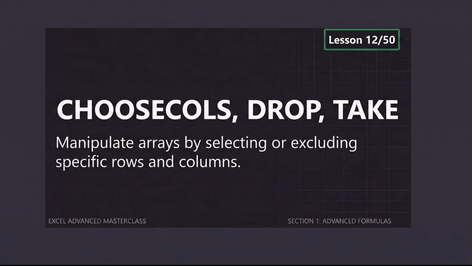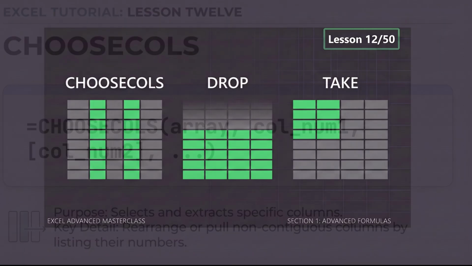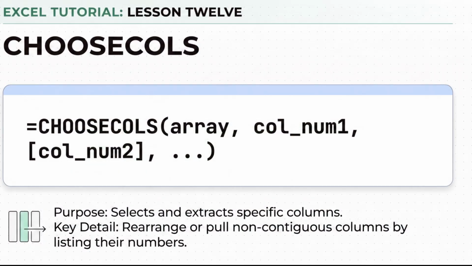Welcome to Lesson 12. Today we explore three powerful functions that allow you to extract rows and columns with precision. These functions are CHOOSECOLS, DROP, and TAKE. You will learn how auditors isolate specific blocks of data and how investigators identify suspicious entries inside a large accounting table. Before we begin the audit extraction, let us recap the three functions used in this lesson.